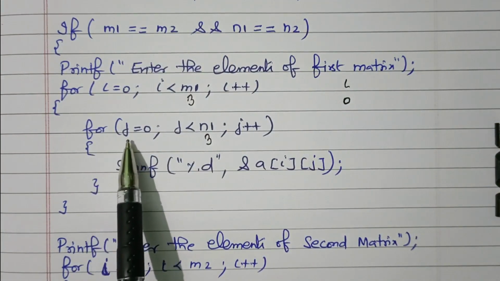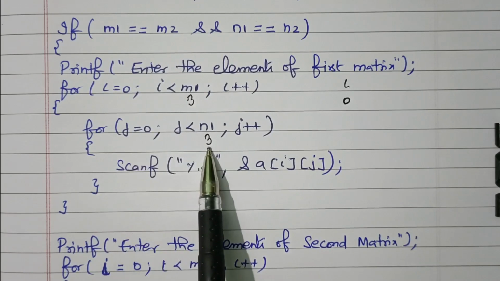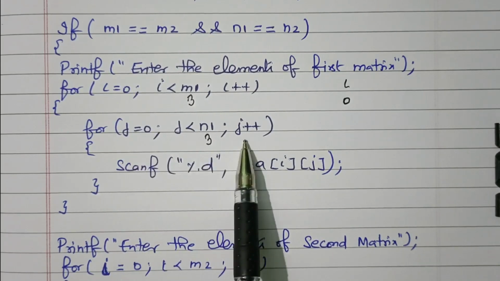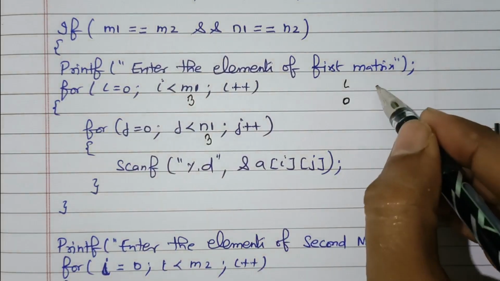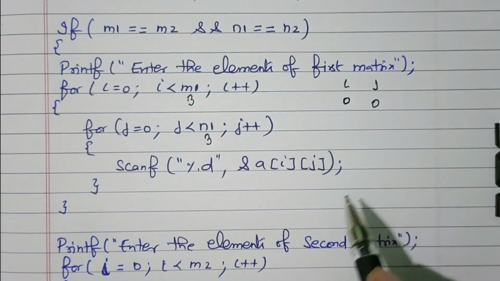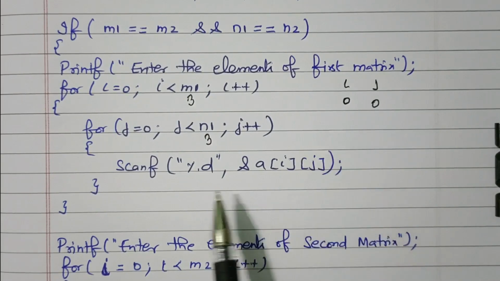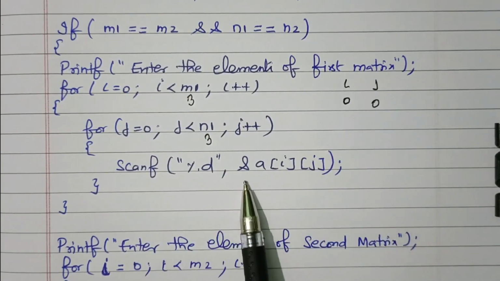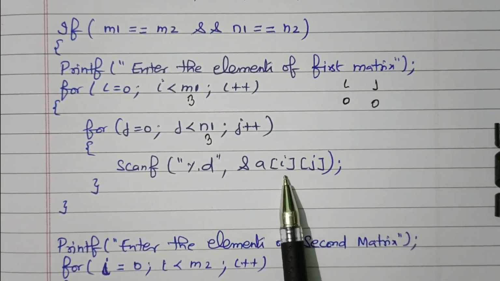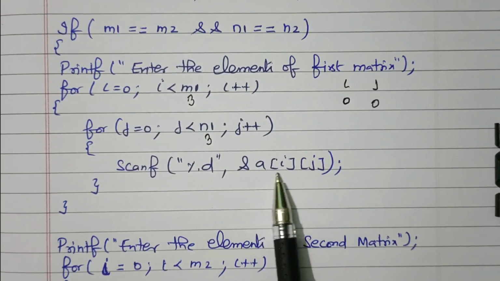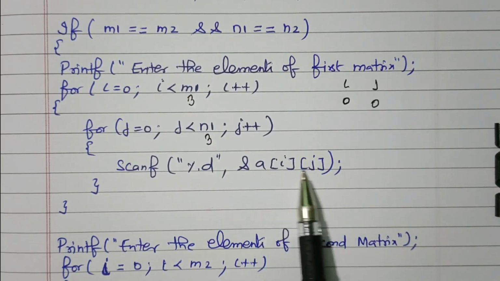Inner loop is available. J equal to 0, j less than n1. This column size, so this condition is also correct. So the j value will be 0, right? So whatever the user enters, the first data will be stored in 0 0. That is scanf of %d, address of A. I is 0, j also 0. So it will be stored in A of 0 0, the first element.